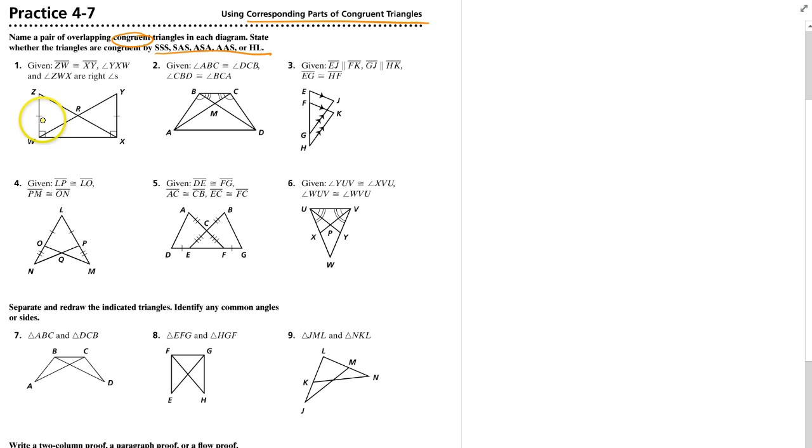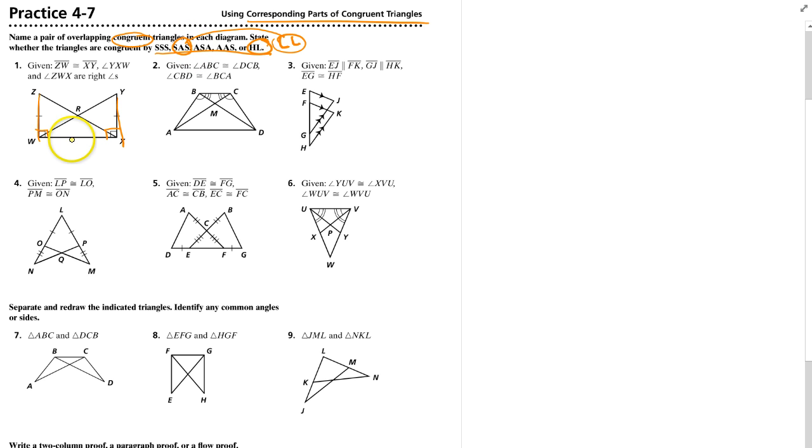They've already marked the stuff that they're giving us. So ZW is congruent to XY. Got it. And these two are right angles. Ooh, when you have right triangles, you get to use HL. And you could also use a thing called LL, which would actually be the same as SAS for right triangles.